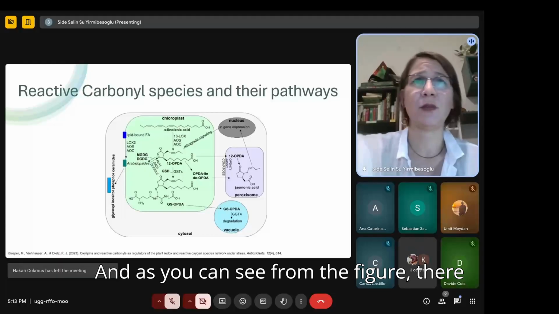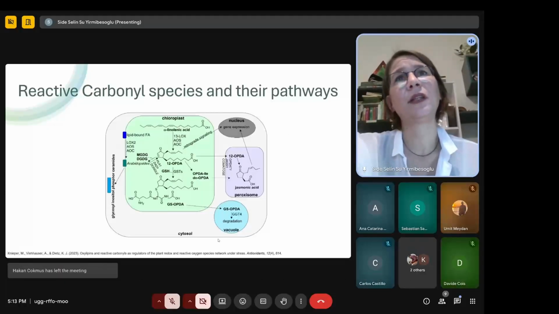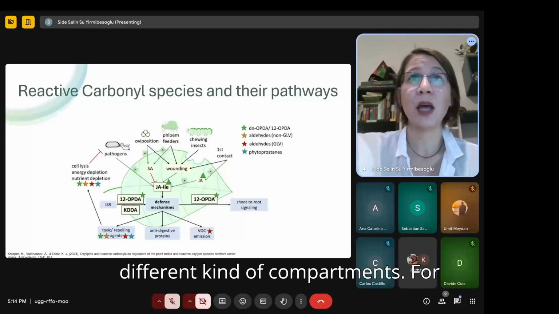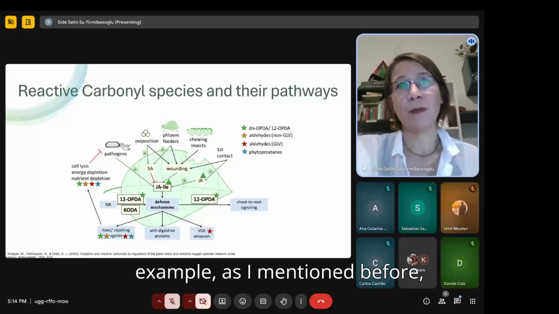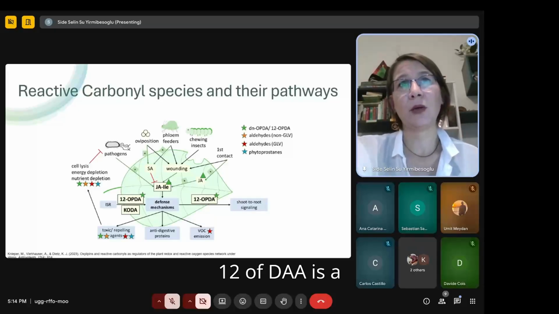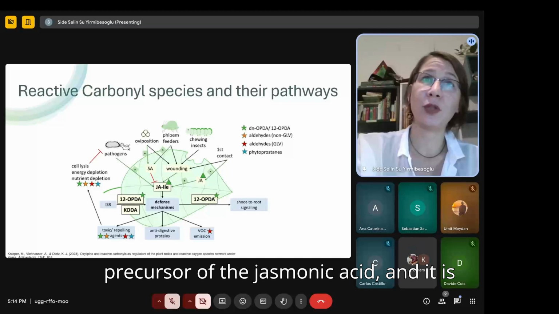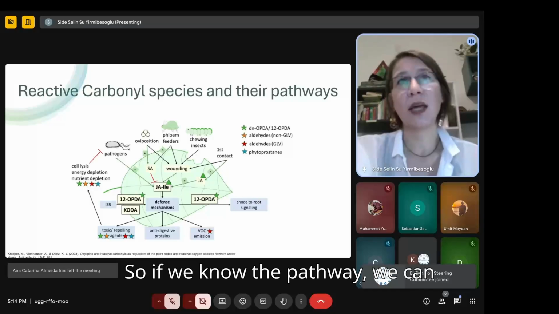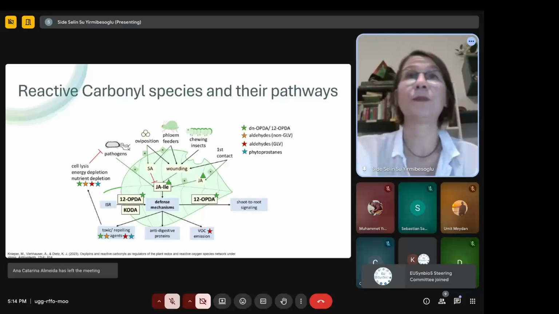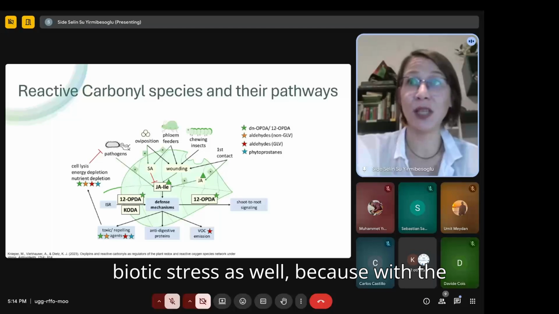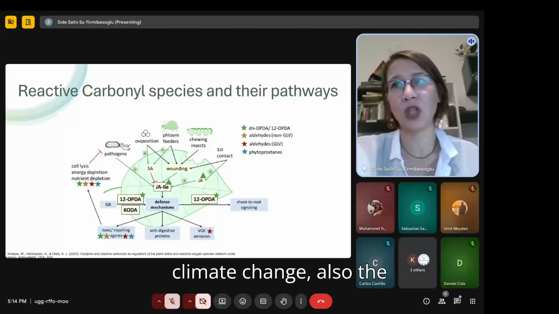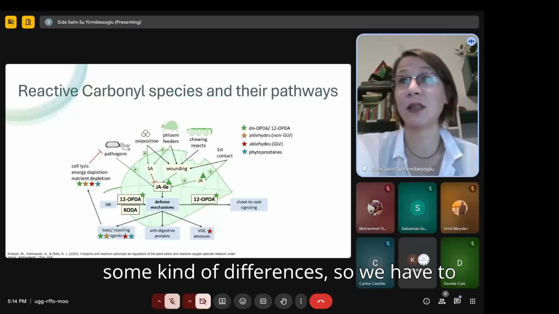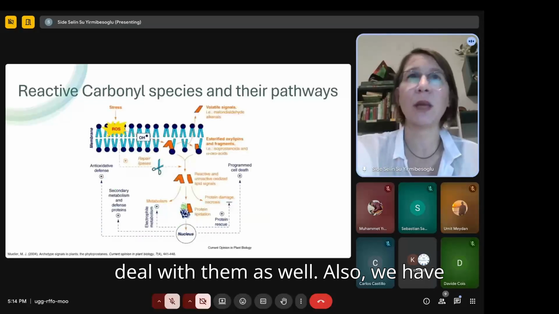And as you can see from the figure, there are a lot of different reactive carbonyl species produced in different kinds of compartments. For example, as I mentioned before, 12-OPDA is a precursor of the jasmonic acid, and it is very important to biotic stress. So if we know the pathway, we can deal with the biotic stress as well, because with the climate change, also the phloem feeders or chewing insects have some kind of differences, so we have to deal with them as well.